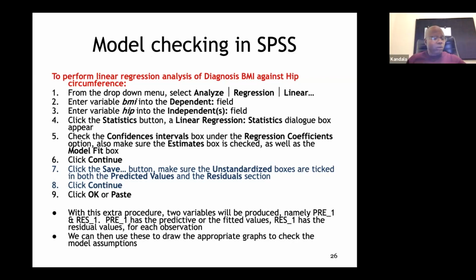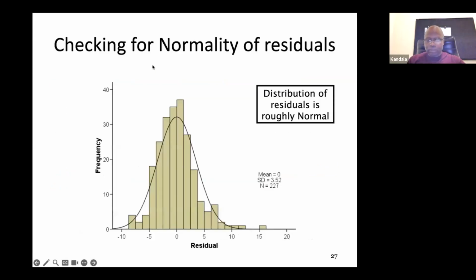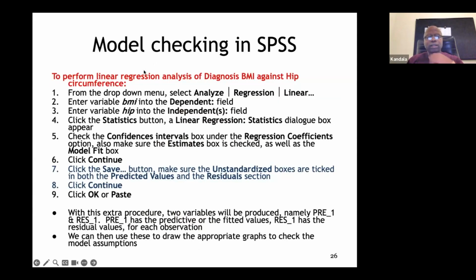So for those, I said for those familiar with SPSS, there are steps here on how you can check whether your model is the best fit or not. If you have your data, here is how to perform regression analysis diagnostics. For example, you have BMI and IPS. There are steps here, very easy to follow.